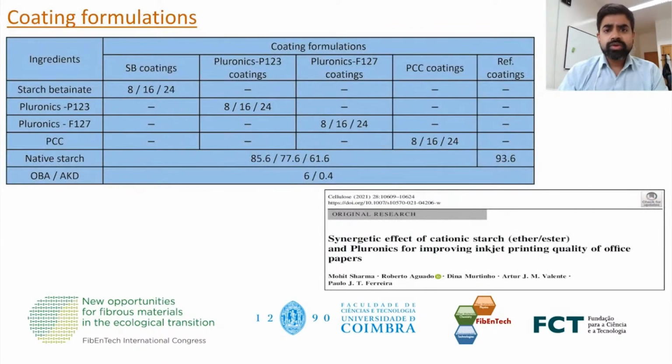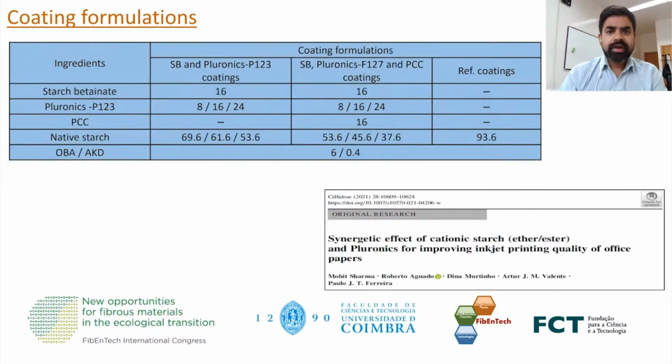Going further, for the other coating components, we use Pluronic, which is an amphiphilic polymer, and PCC. Here in the table, for each component, we use 8%, 16% and 24% concentrations for preparing coating formulations. And here in the table, their combinations were used to coat the paper surface. We observed that the printing quality improves substantially with the synergistic effect of starch betainate and Pluronic. Printing quality of these coated papers is reported in our recent publication.